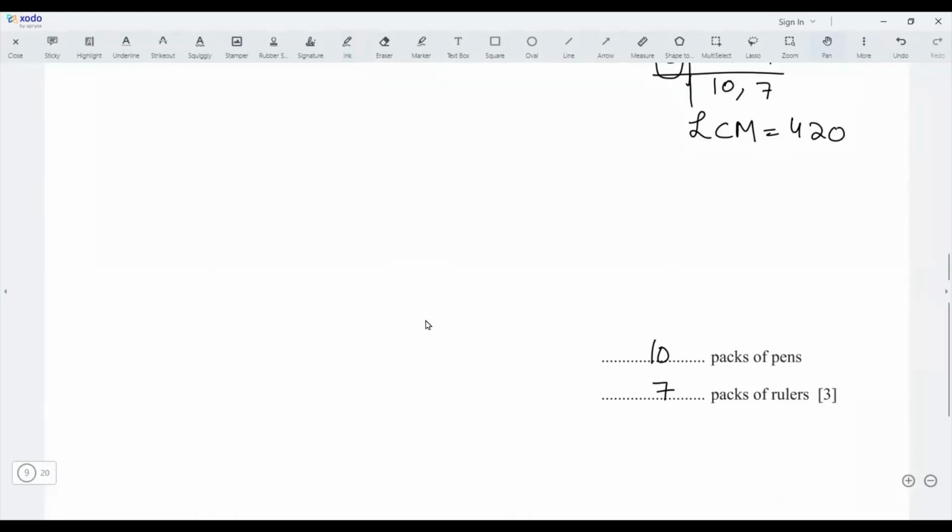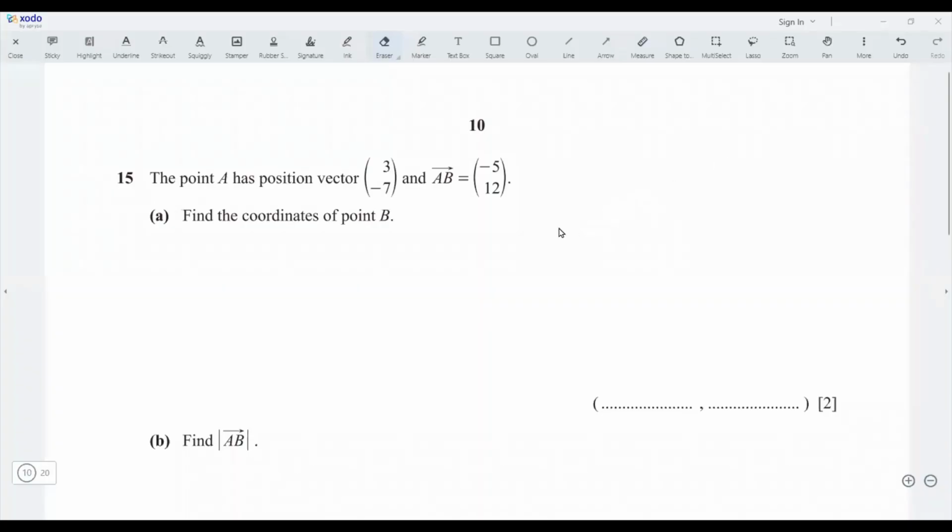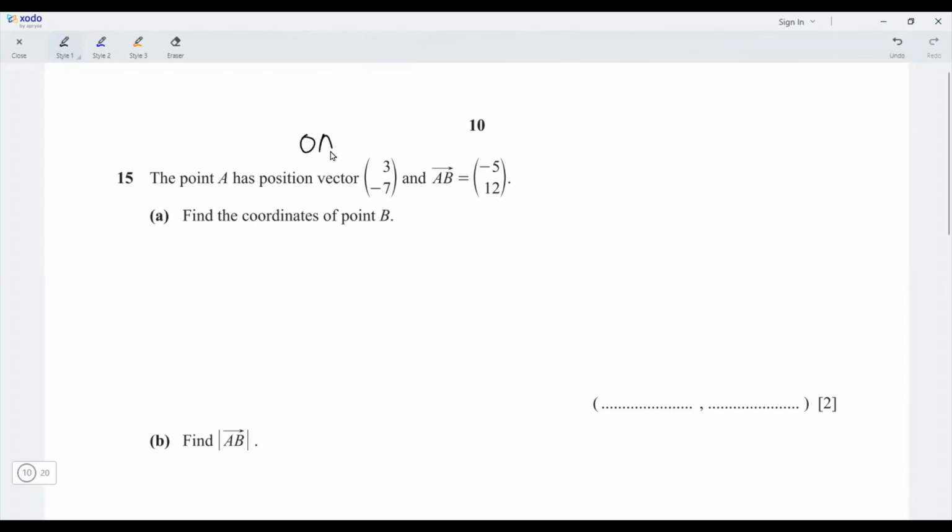So hope you understand this. In the next question, a position vector is given. Position vector is basically represented as OA, and it equals (3, -7). So we have to find the coordinates of point B when the AB vector is given.